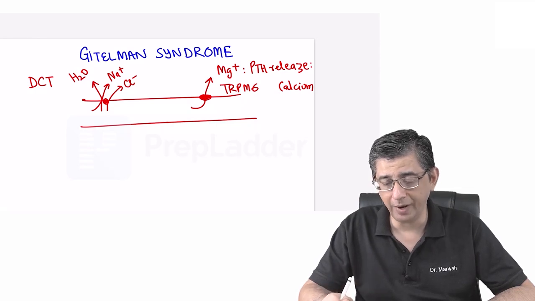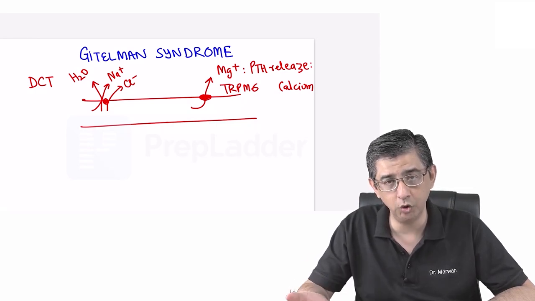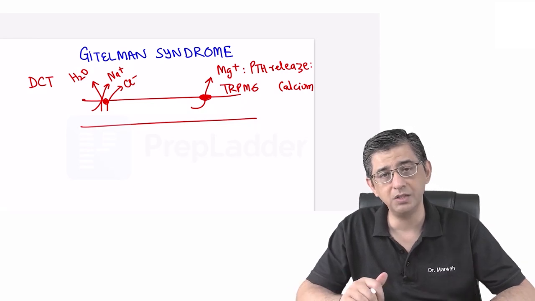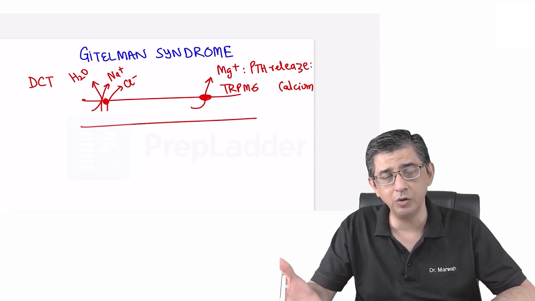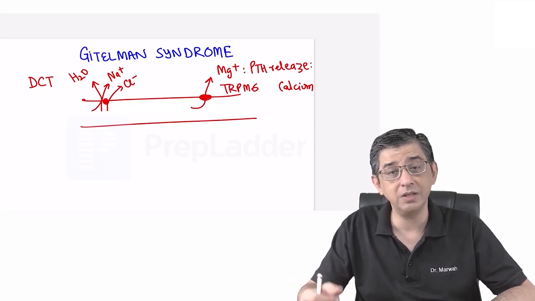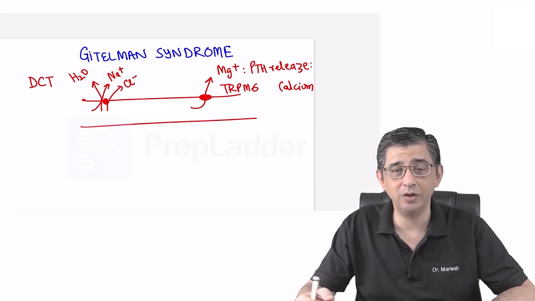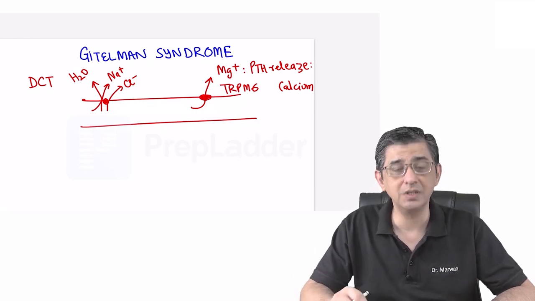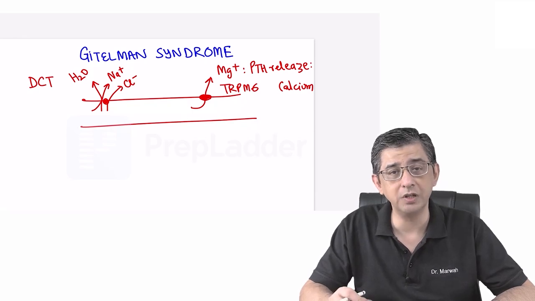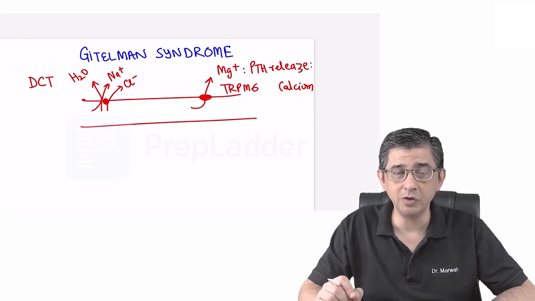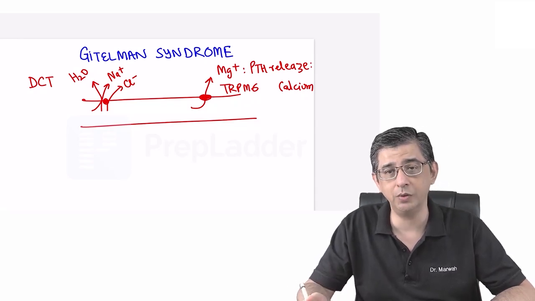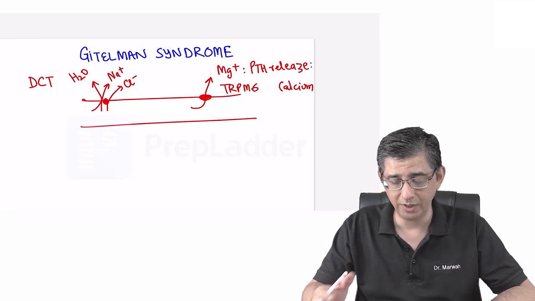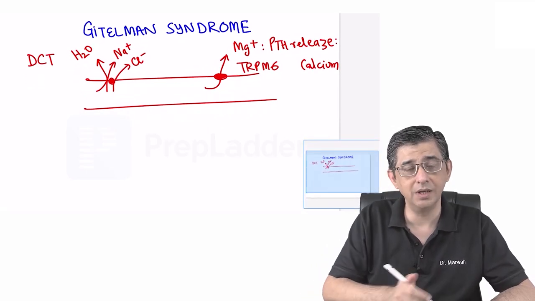But the point is, if magnesium will be lost in the urine, then coming back in the body will be less. If there will be less magnesium coming back inside, then PTH release will also be less. If PTH release will be less, calcium values will be lesser, and therefore tetany will usually be described in clinical features of Gitelman syndrome. And tetany is not a feature of another congenital tubulopathy that I'll explain to you subsequently, that is Bartter syndrome. So let's work on this particular disease.